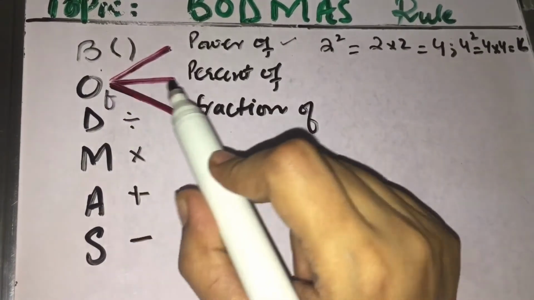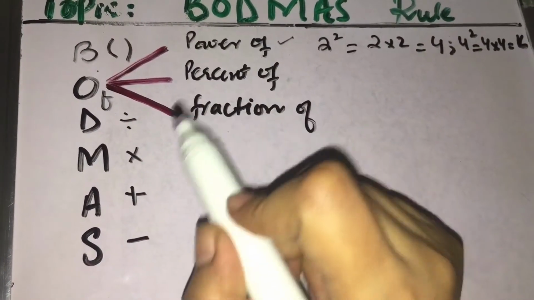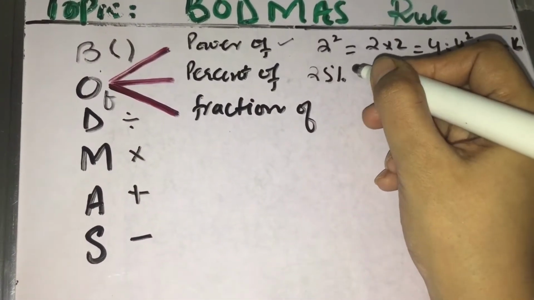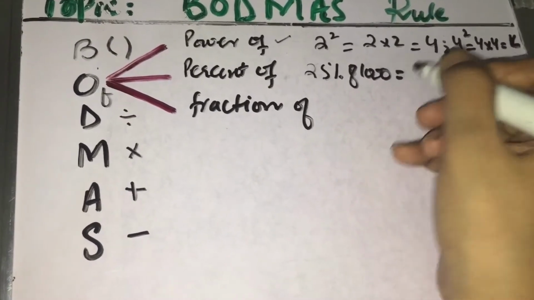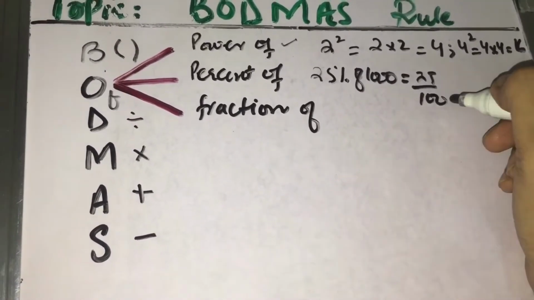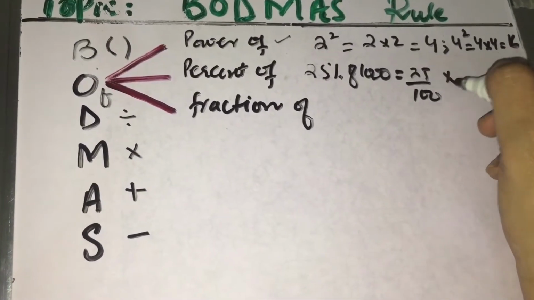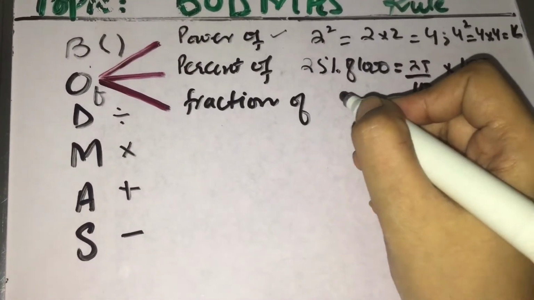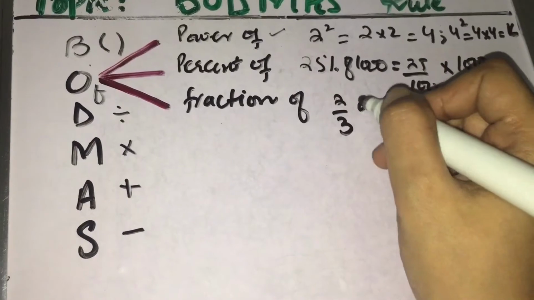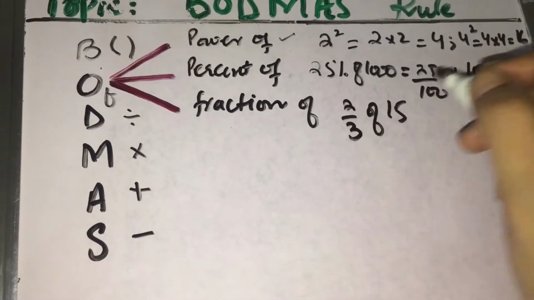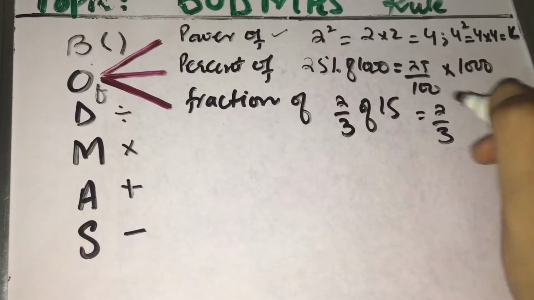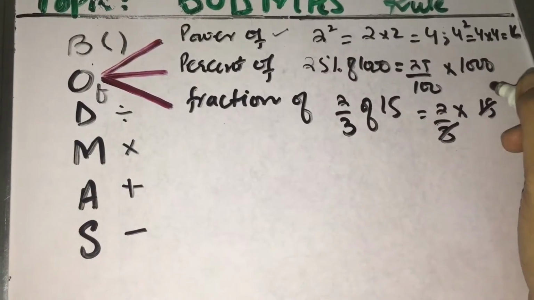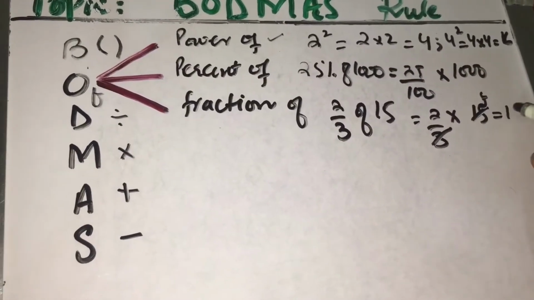Then O is percent of. What does percent of mean? 25% of 1000. What does it mean? It means 25 divided by 100 multiplied by 1000. And it could be fraction of. What is fraction of? Like 2 upon 3 of 15 means 2 upon 3 of, in place of 'of' we will put multiply, then 15. 3 1s are 3, 3 5s are 15, and 2 5s are 10.